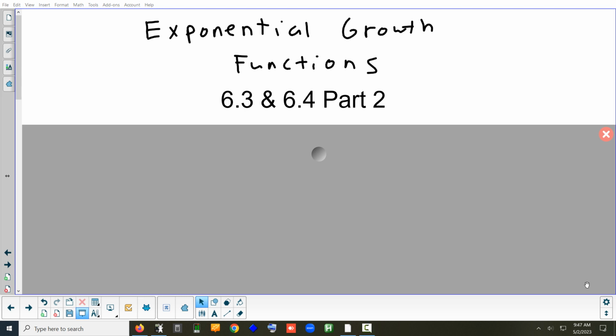Continue looking at 6.3 and 6.4. So still looking at exponential formulas. We're going to do a little bit of review of what we did yesterday. And as I just said a couple minutes ago, then we're going to look at some formulas that use exponents and exponentials and variables. Okay? One of them having to do with interest in a bank account.